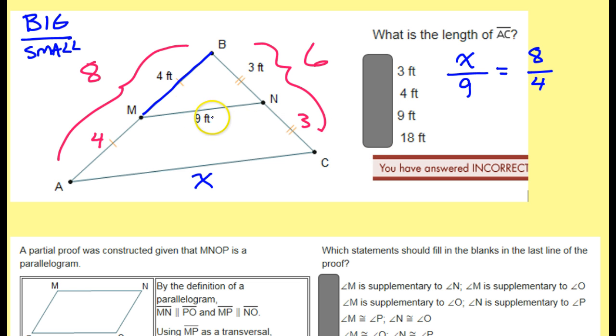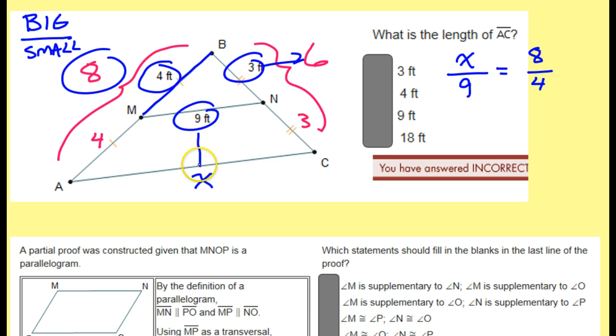So actually, you can probably see that these are double, right? Of course. So if this is 4 and this is 8, that's a double size. This is 3 and this is 6, double size. If this is 9, this should be 18, double size. So I don't really have to solve this equation. Now that I look at it more carefully, it's obviously going to be 18.